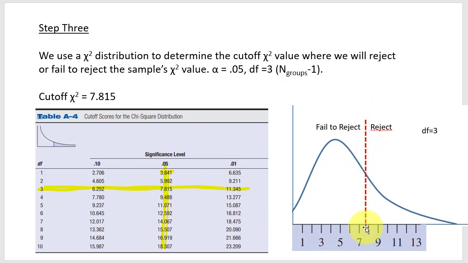For a chi-square statistic of 7.815, our result would be significant if it is greater or in the 5% tail, or we would fail to reject it. It would not be significant if it's equal to our cutoff or in the other 95%. And again, this is a chi-square distribution based on 3 degrees of freedom.